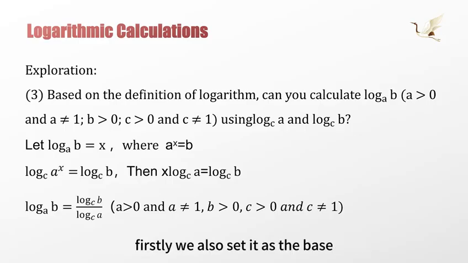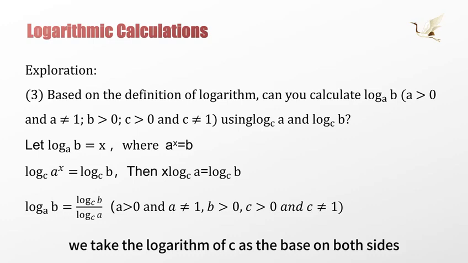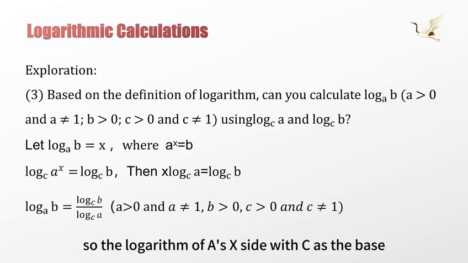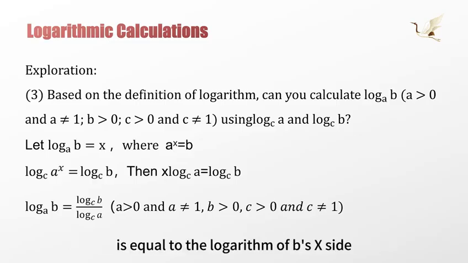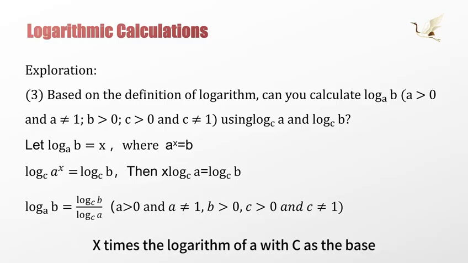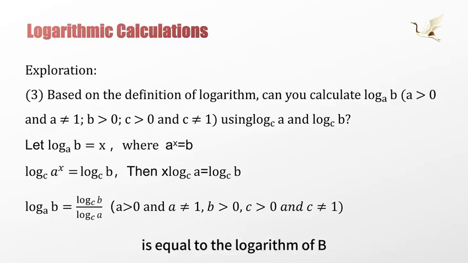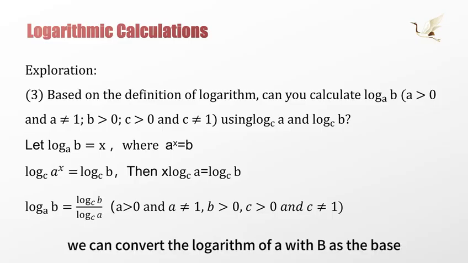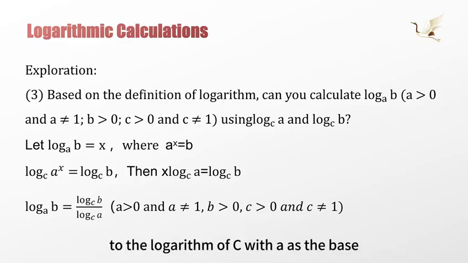Firstly, we also set the logarithm of b with a as the base equal to x, thus separating b and obtaining that a to the power x is equal to b. We take the logarithm with c as the base on both sides, so the logarithm of a^x with base c is equal to the logarithm of b^x with base c. That is to say, x times the logarithm of a with base c is equal to the logarithm of b with base c. This way, we can convert the logarithm of b with a as the base to the logarithm of c with a as the base.